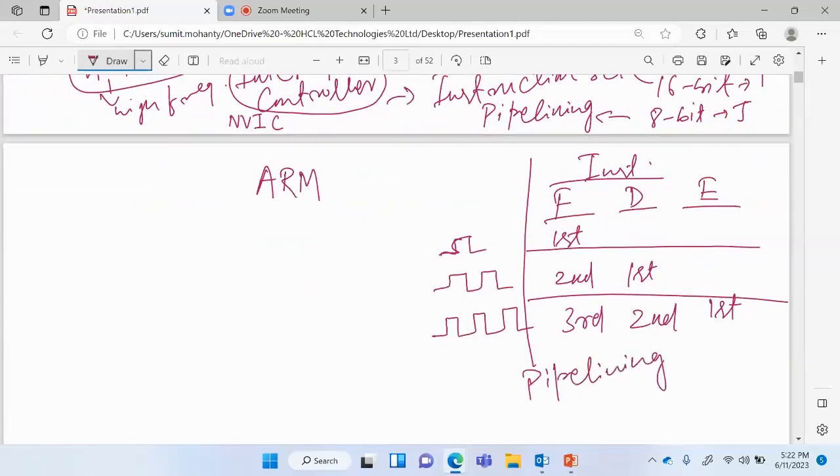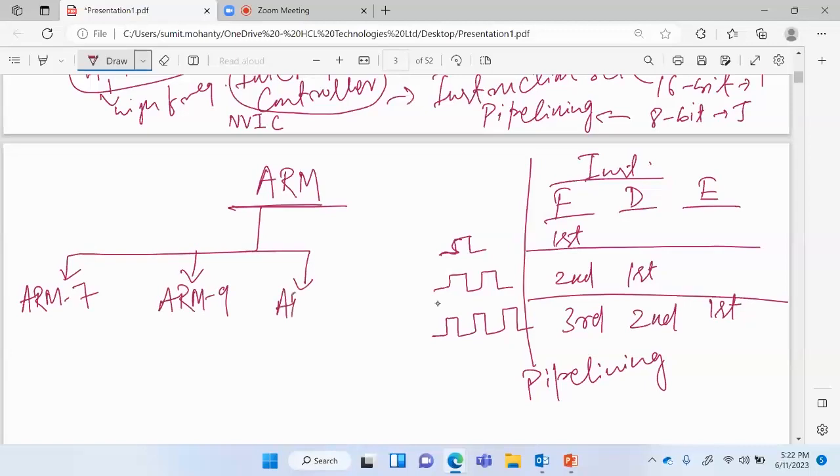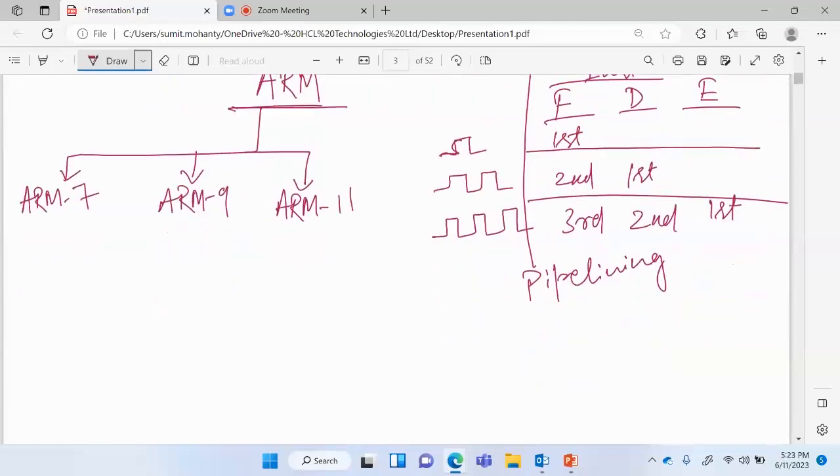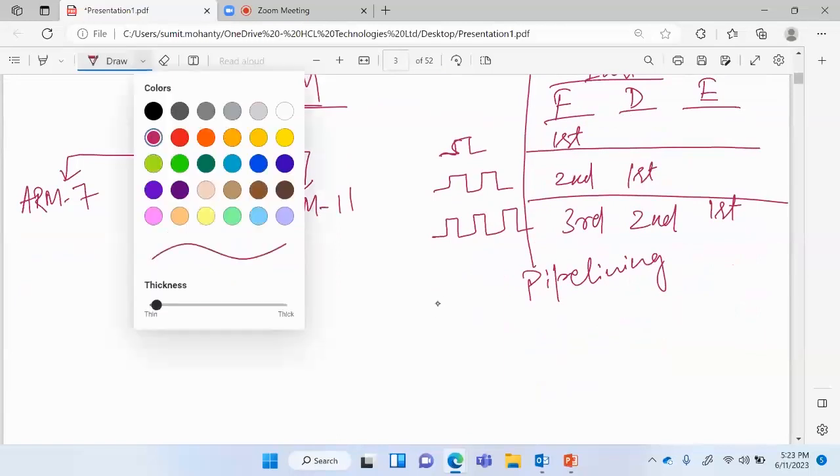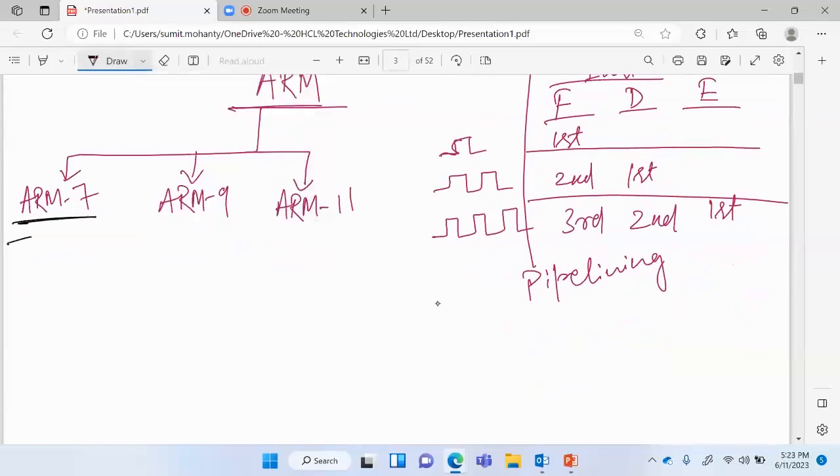So this is how it is faster than the other microcontrollers. Okay, so ARM has basically some series. We have ARM 7, ARM 9, and ARM 11 mostly. Okay, so ARM 7 mostly has 3-4 important features to understand. That is called TDMI.